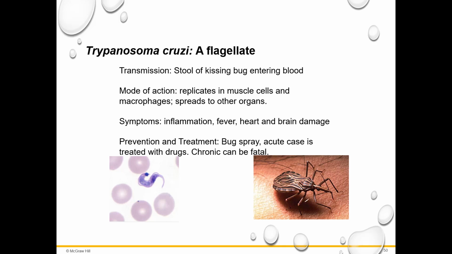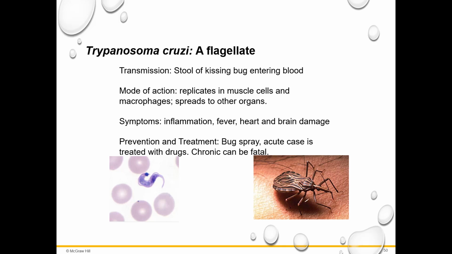So there's a couple different ways that this can get into your body. Once in the bloodstream, it's going to travel to your muscles, and it's going to replicate in muscle cells and macrophages and then spread to other organs. Symptoms include inflammation, fever, which can progress to heart and brain damage, which can be permanent. Prevention and treatment: bug spray. Acute cases are treated with drugs, but chronic cases can be fatal.